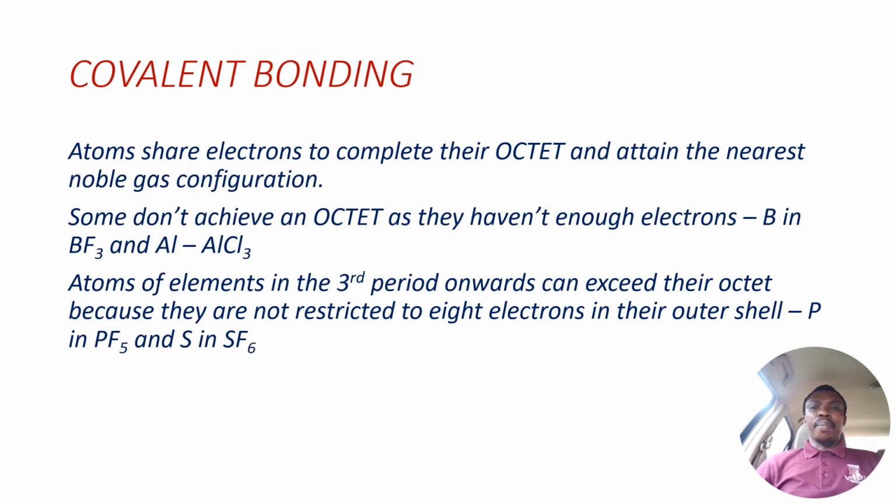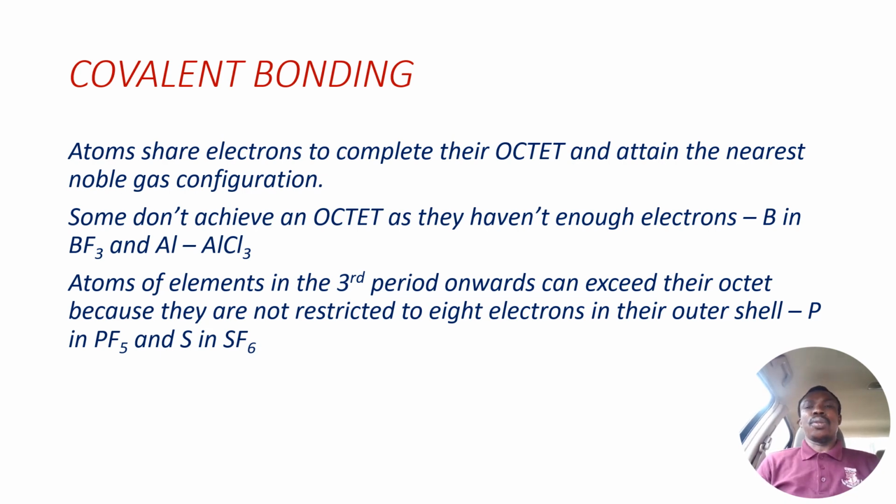We'll talk about covalent bonding, which has to do with the sharing of electrons between non-metals. The reason they share electrons is for each of them to complete their octet or duplex state and attain the noble gas configuration. We've considered the formation of covalent bonds in methane using dot and cross diagrams, in ammonia, in water, in hydrogen, in chlorine, and you see that during formation, each atom attains the noble gas configuration. So atoms share electrons to complete their octet and duplex state and attain their nearest noble gas configuration.